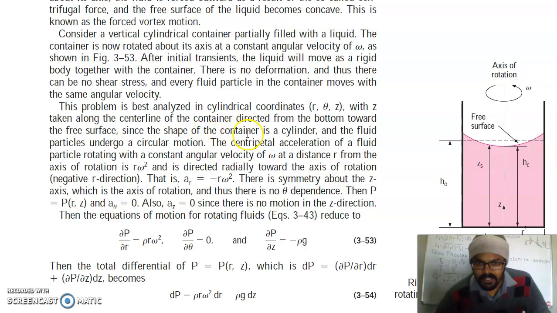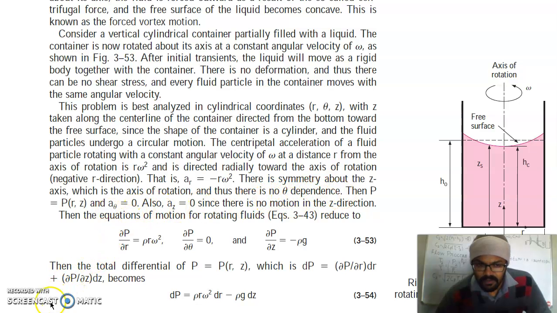Since the shape of the container is cylindrical and the fluid particles undergo circular motion, the centripetal acceleration of a fluid particle rotating with a constant angular velocity of omega at a distance r from the axis of rotation is r omega square and is directed radially toward the axis of rotation, that is, a_r is equal to minus r omega square. In the tangential direction, there is a symmetry about the z axis, which is the axis of rotation, and thus there is no theta dependence.